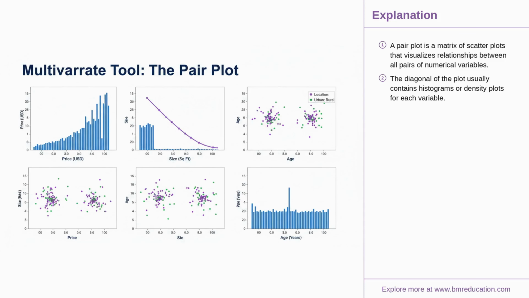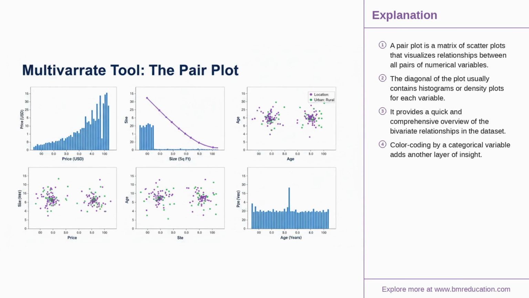A fantastic tool for multivariate visualization is the pair plot. It creates a matrix of plots where every numerical variable in your dataset is plotted against every other. The diagonal typically shows a histogram for each variable's own distribution. By coloring the points based on a categorical variable, you get a powerful, high-density summary of your entire dataset in one graphic.